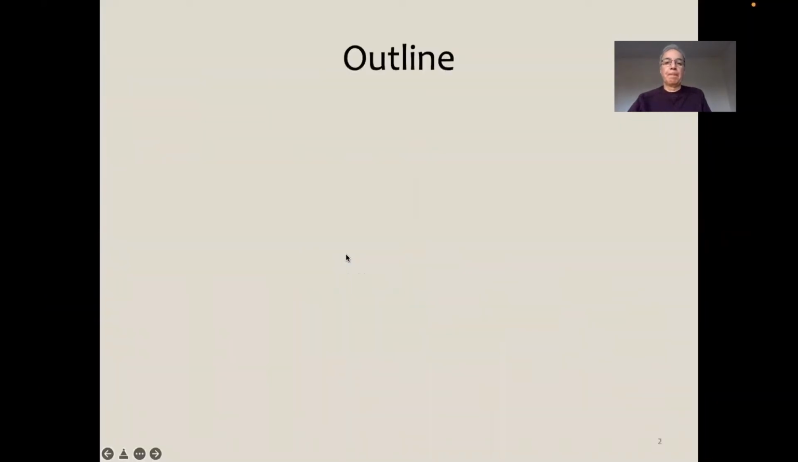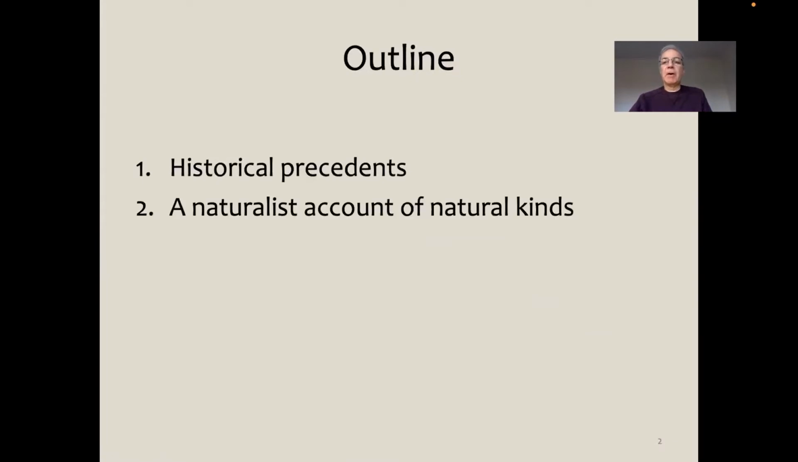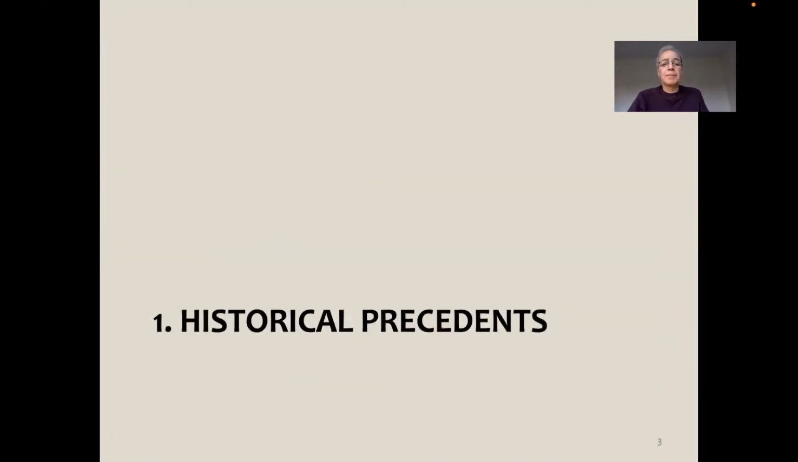So this video is going to be divided into three parts. I'll start by talking about some historical precedents to ground my account of social kinds in a certain historical tradition. And then I'll present briefly what I'm going to call a naturalist account of natural kinds. And then I'm going to talk about kinds specifically in the social domain.